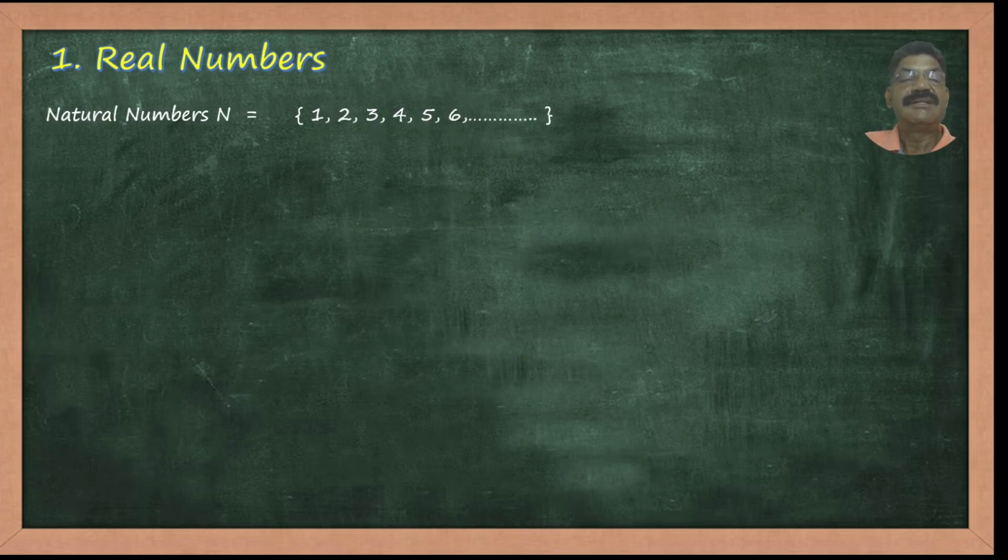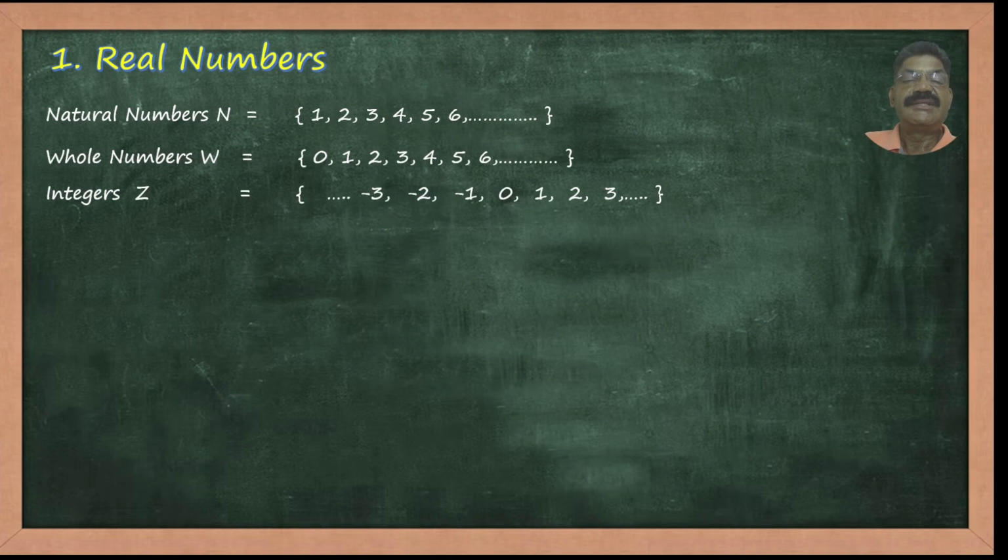First, natural numbers. Natural numbers are denoted by N, and that set contains the numbers 1, 2, 3, 4, 5 and so on. Next, whole numbers. Whole numbers are denoted by W, and the set contains the numbers 0, 1, 2, 3, 4 and so on. When you include 0 to the set of natural numbers, the resulting set is the whole numbers.